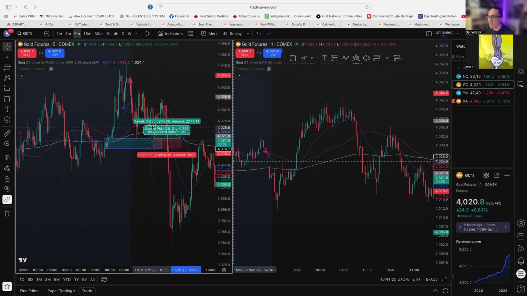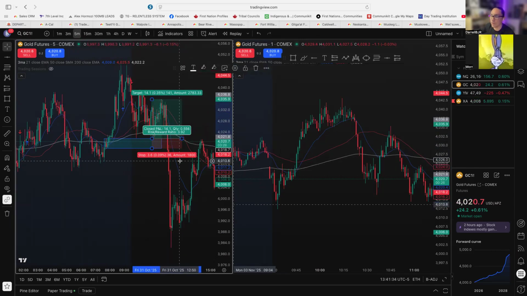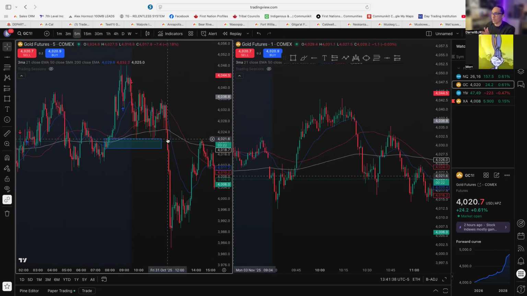All right, close some contracts, leave a runner. All right, I move my stops to 1 to 2. You almost hit a 1 to 4 just off this demand zone. But nonetheless, I'm showing you a supply entry model for the 1 minute.